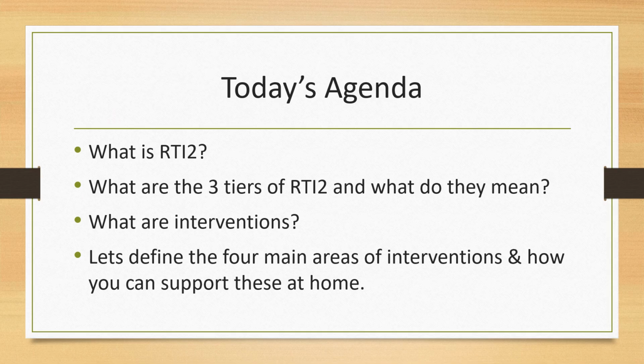So we're going to discuss what is RTI squared, what are the 3 tiers of RTI squared, and what do they actually mean? What are interventions? What is my child doing while they're at the table with the interventionist? And we're going to define some 4 main areas of intervention and how you as parents can help at home.